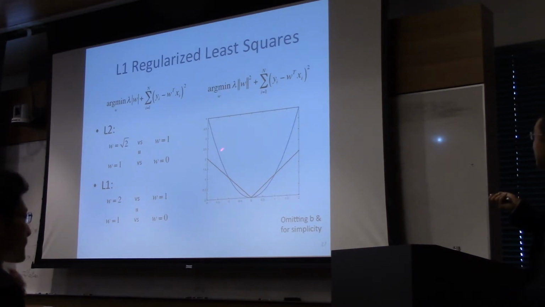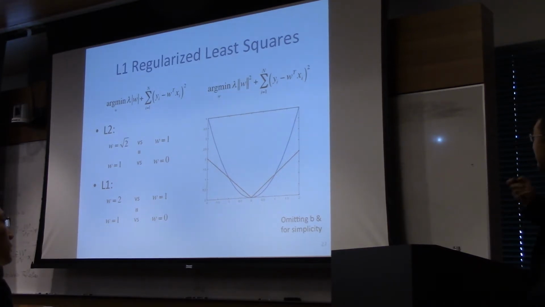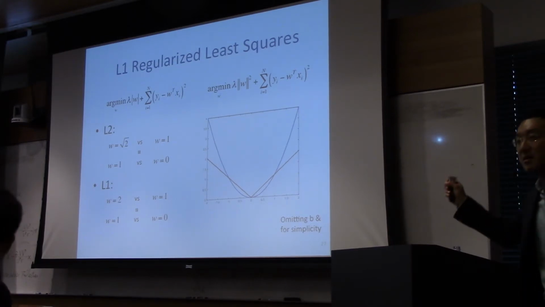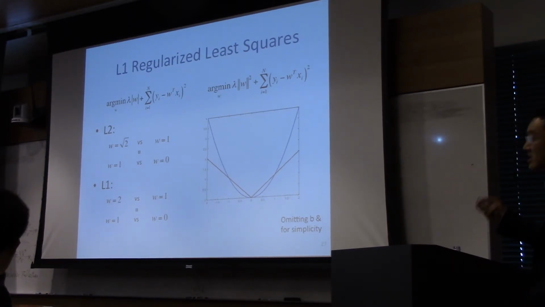L2 penalty says, because the penalties grow quadratically, I really don't want very large values. But I don't suffer much penalty for small values. L1 says I suffer the same amount of penalty reduction no matter if I'm small or large. If I'm small and I grow a little bit, I suffer the same penalty as if I'm large and I grow a little bit. L2 says if I'm large and I grow a little bit, I suffer a lot of penalty. If I'm small and I grow a little bit, I suffer a very small amount of penalty.